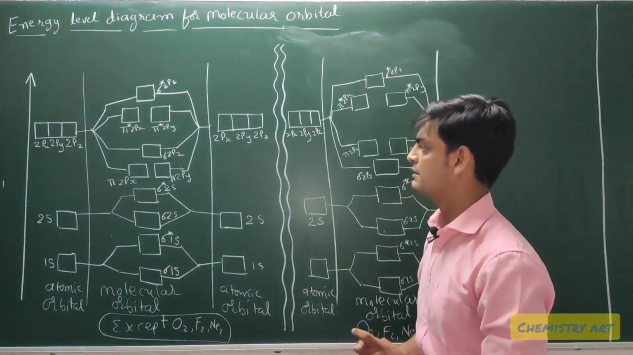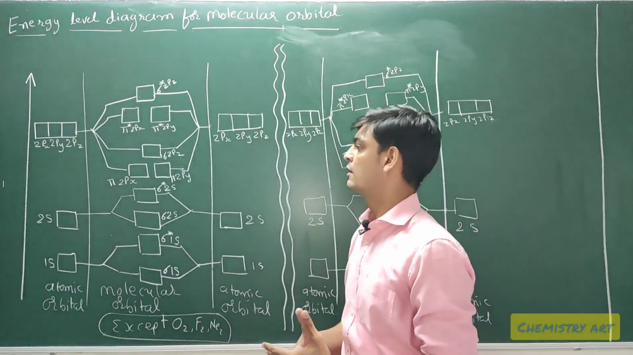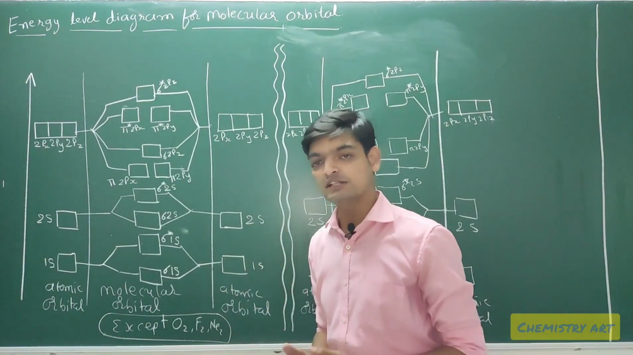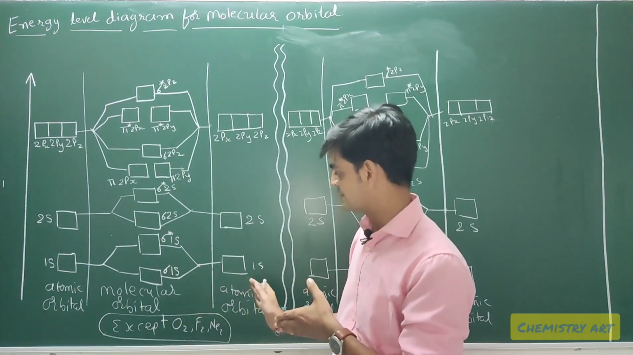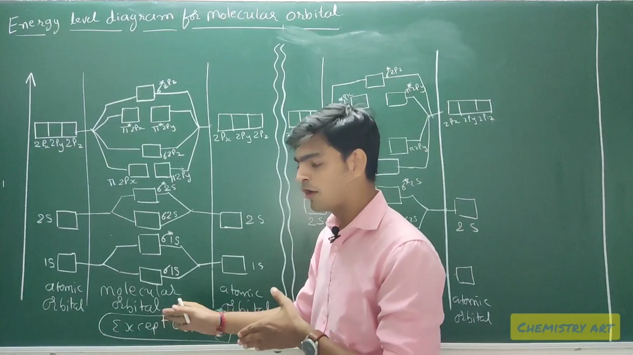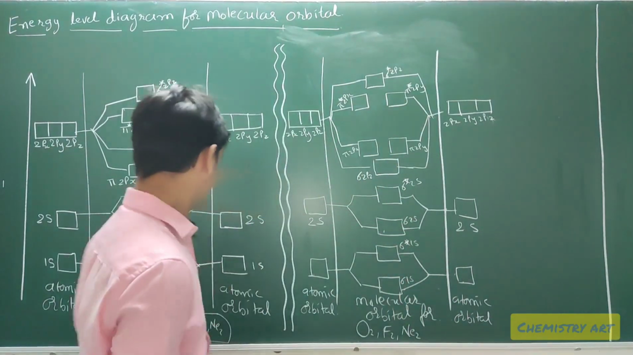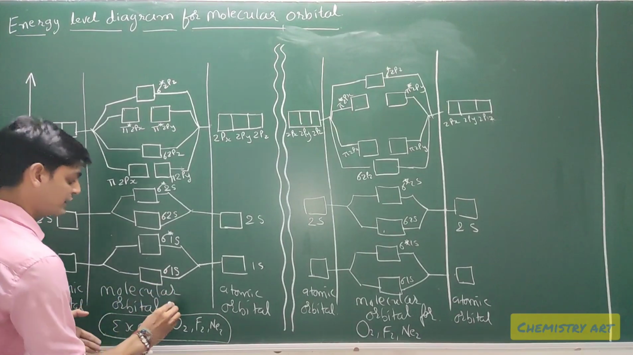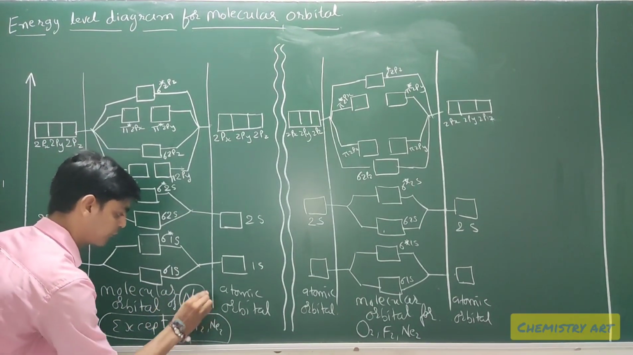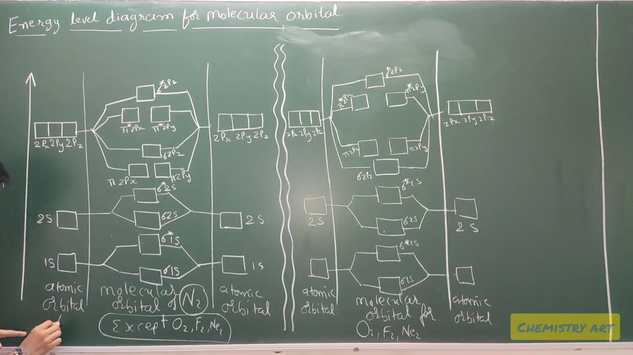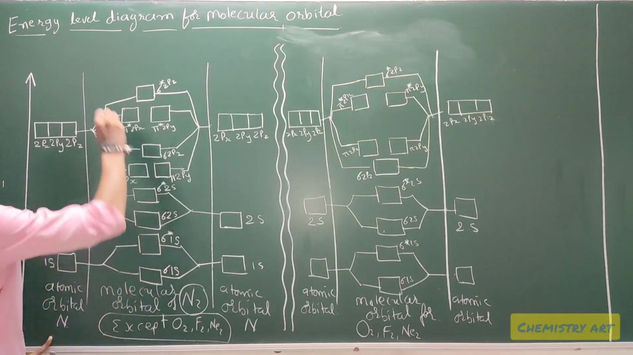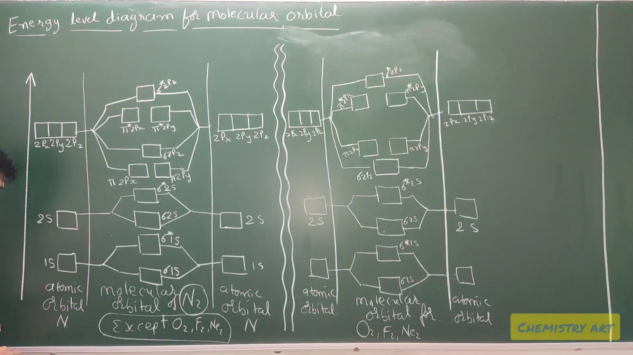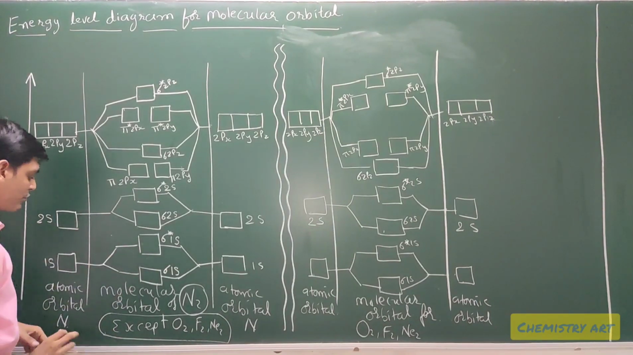Now we can fill in how the atoms are forming molecules. For example, suppose we are going to discuss in this diagram: we will fill the atomic orbitals, and then we will fill the molecular orbitals of the nitrogen molecule, N2. So here we have to take the atomic orbitals of nitrogen. Now you know that nitrogen has atomic number 7, so a total of 7 electrons we have to fill.